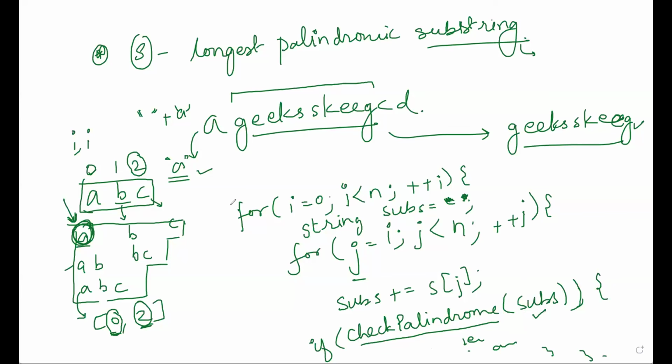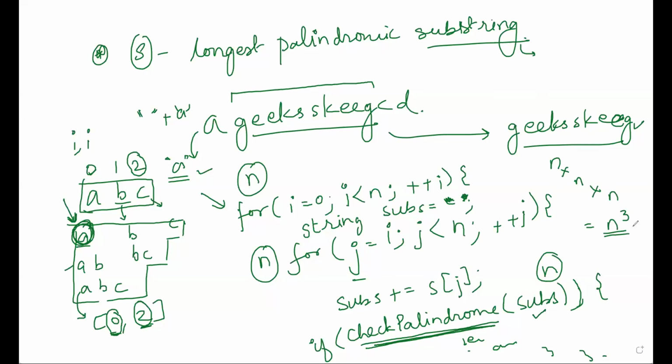Now, what is the catch here? How many operations are you doing? N operations in the outer loop, N operations in the inner loop, and for checking if a string is a palindrome or not, you have to perform N operations. So it is N into N into N, which is N cube operations you are performing, and the time complexity will also be O of N cube. So this is an N cube solution where we are finding all the substrings and checking every substring.